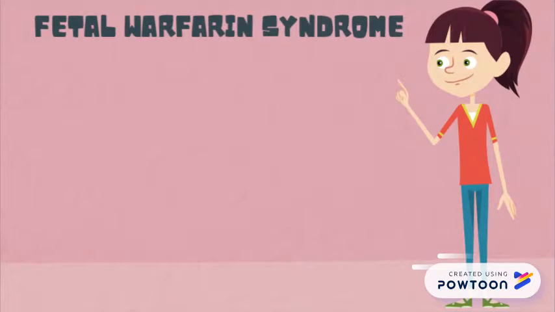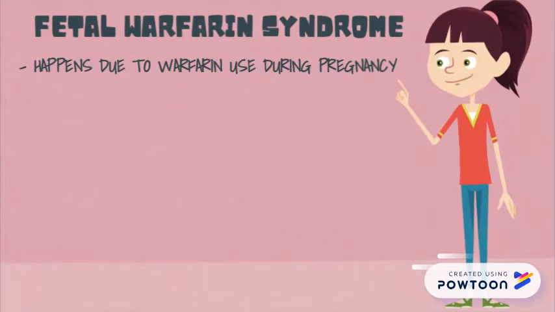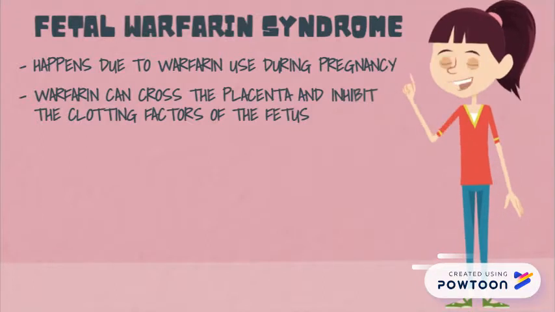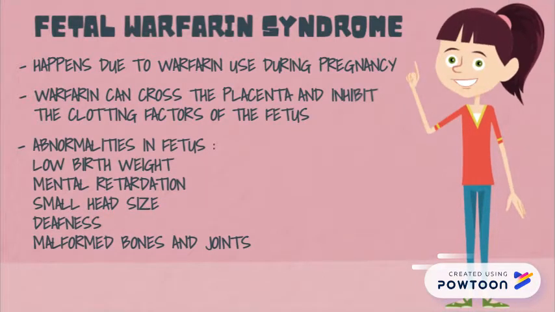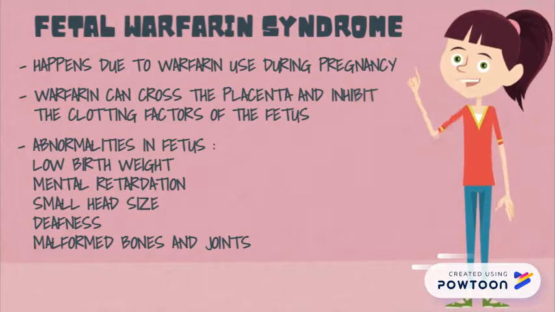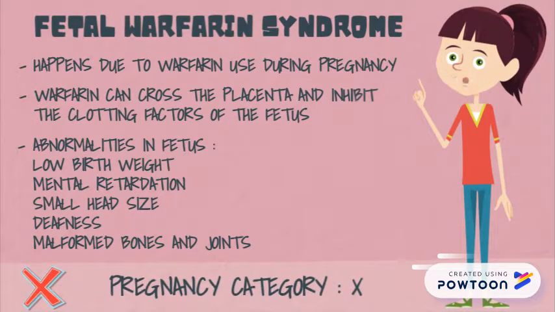Fetal warfarin syndrome happens due to the warfarin used during pregnancy. Warfarin can cross the placenta and inhibit the clotting factors of the fetus. Abnormalities observed in fetus will be low birth weight, mental retardation, small head size, deafness, and malformed bones and joints. Pregnancy category for warfarin will be X.